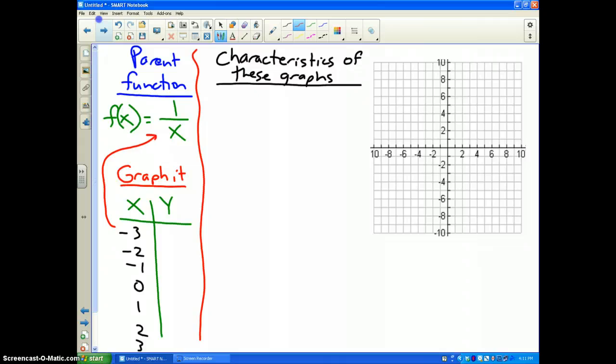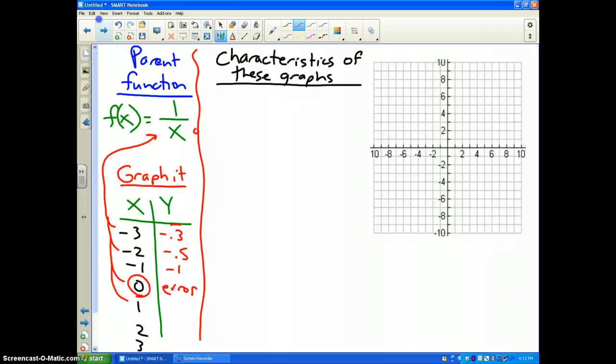-3 in for x. That would be -1/3 or -0.3 repeating. If I put -2 in for x, that would be -0.5. If I put -1 in for x, that would be -1. Uh-oh! 0 going in for x. This one is a problem because if I put a 0 there, you cannot divide by 0. So therefore, this is an error. Doesn't work. Which you're going to see causes a major hiccup in the graph.